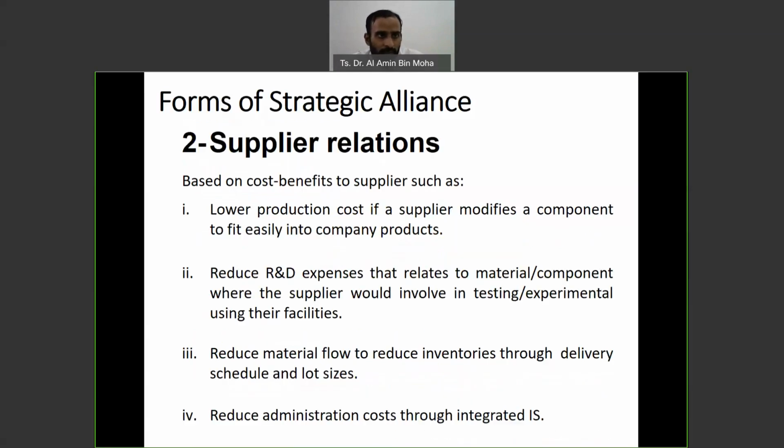The second one is supplier relations. It's basically based on cost benefits to suppliers, such as lowering the production cost if the supplier modifies a component to fit easily into company products, rather than creating or developing a new one. It reduces the R&D expenses related to material or component where the supplier is involved in testing and experimentation using their facilities. And of course, it will reduce the material flow to reduce inventories through delivery schedules and lot sizes, and reduce administration costs through integration.